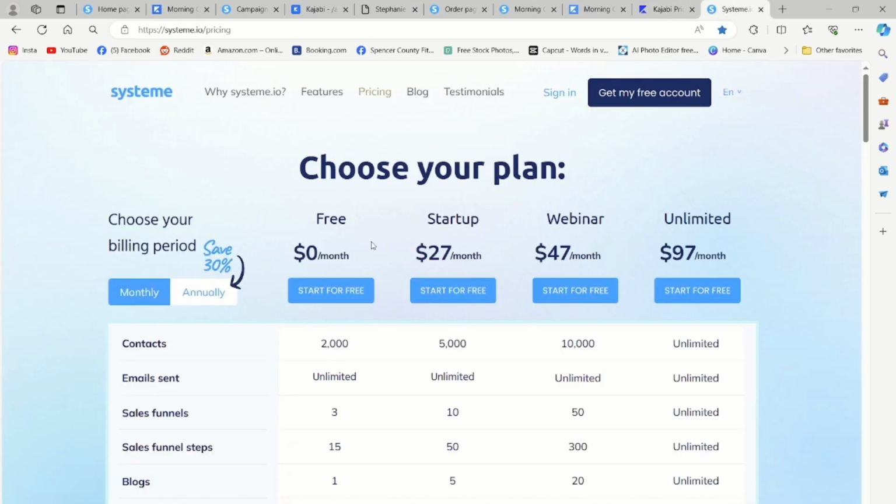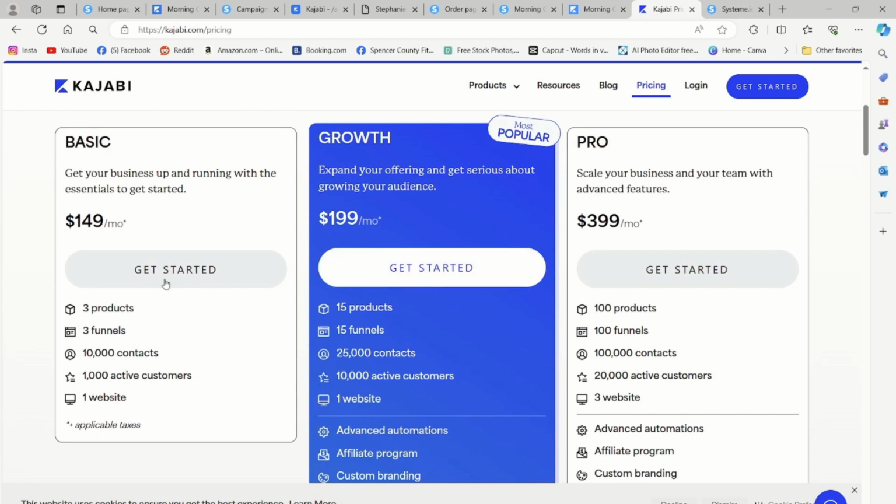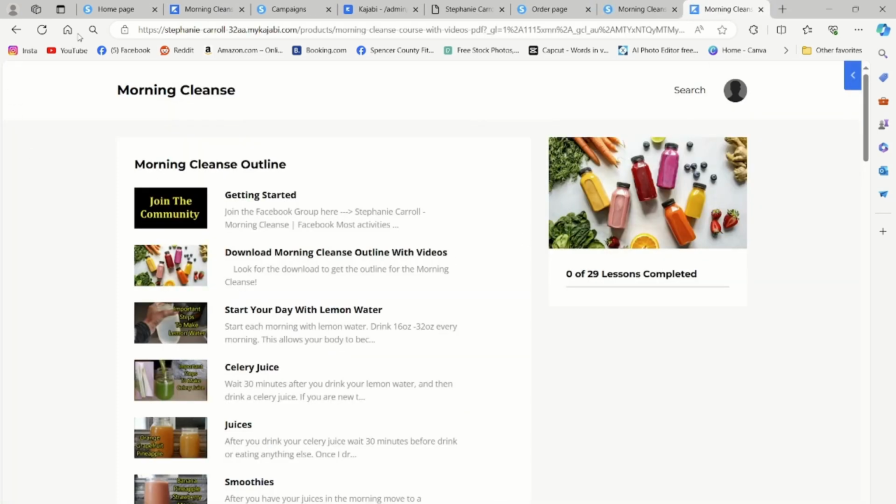Now, why I like System E is you can start out for free. And then the next plan is only $27 a month. And the max plan is only $97 a month. Compared to Kajabi at $149 as their minimal plan, that is a big difference when you're starting your business and you don't have a lot of money to spend. So let's go over the different benefits.